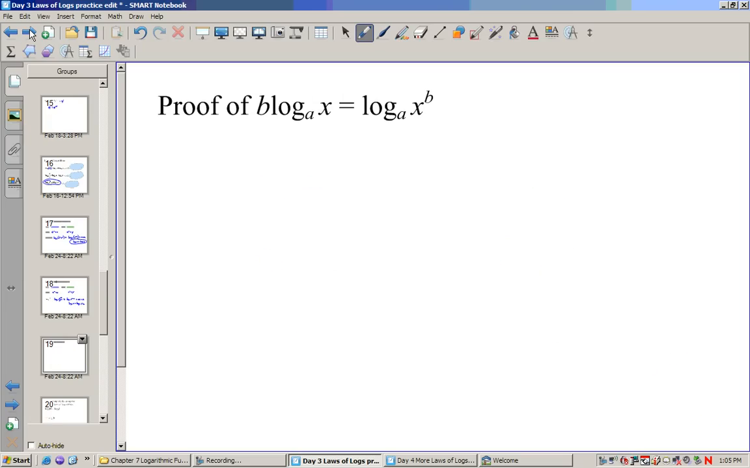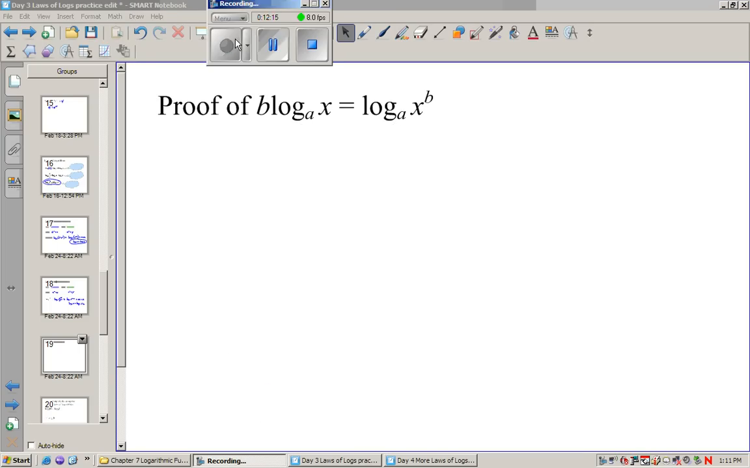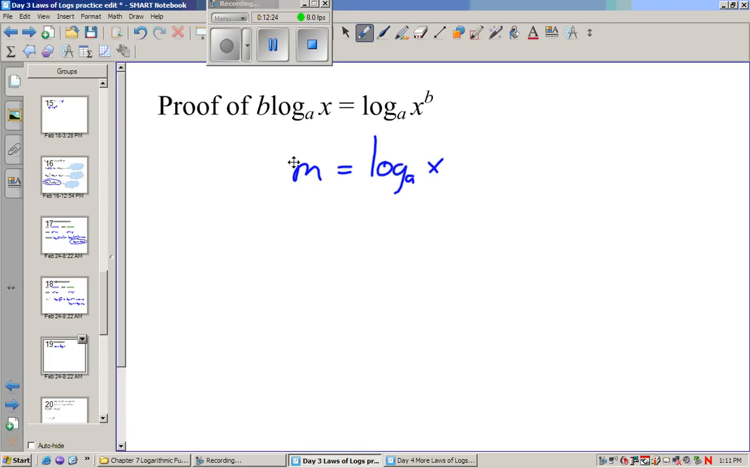All right, now we're going to prove that b times log base a of x is equal to log base a of x to the b. All right, so if we have m is equal to log base a of x, now if I write this in exponential form, I can say a to the m is equal to x. Now if I raise both of these to the b power, I'd have a to the m to the b power is equal to x to the b.